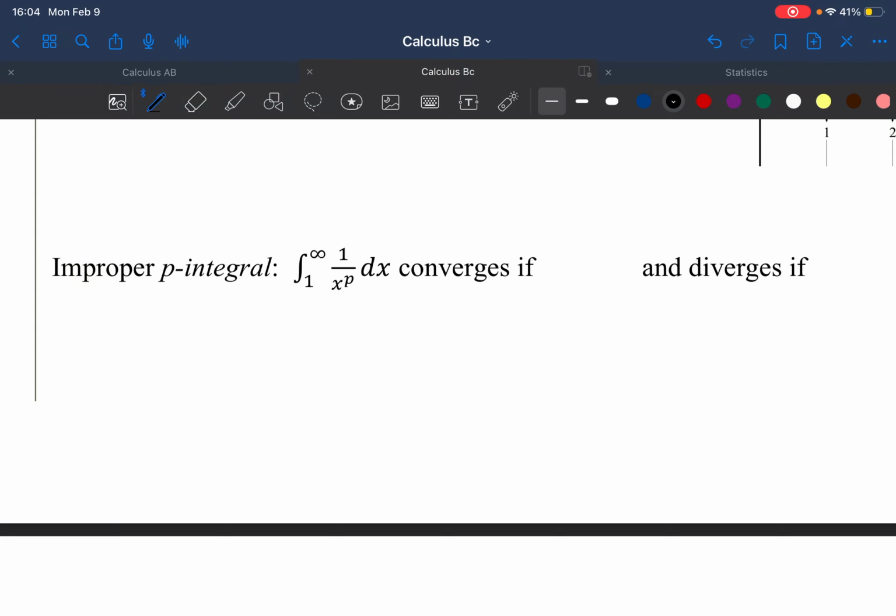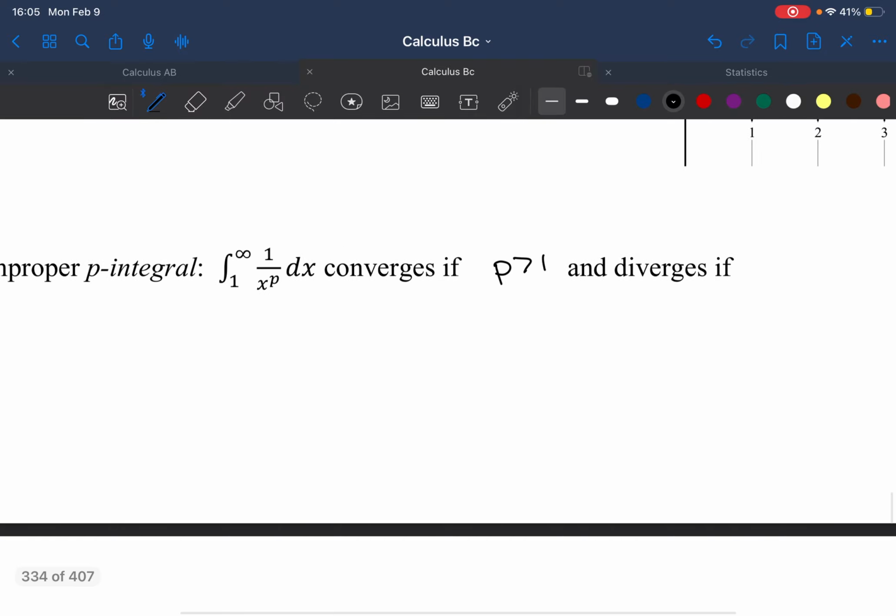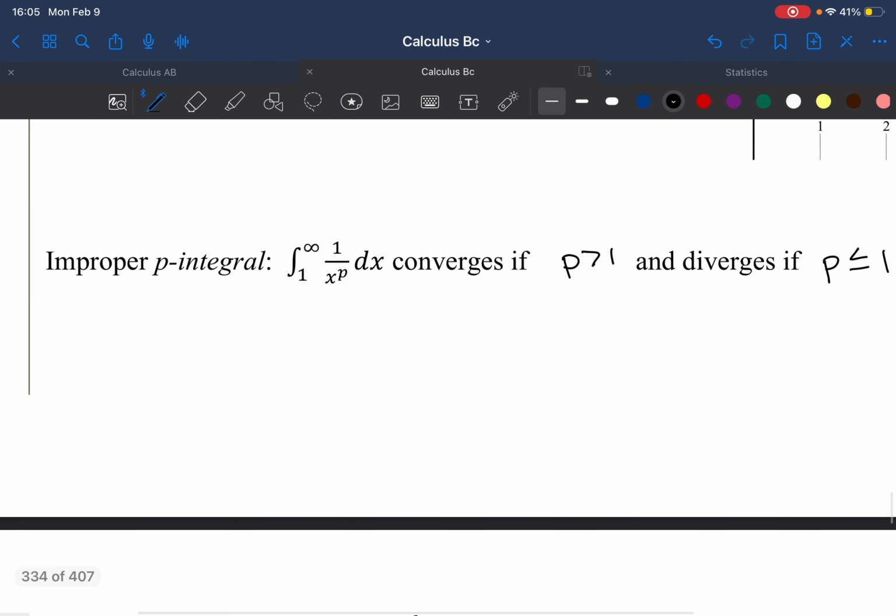Okay, if we're dealing with an improper p integral, so for example, the integral from 1 to infinity of 1 over x to the p, so p as an exponent, dx, converges if p is greater than 1 and diverges if p is less than or equal to 1. And if we look at the examples above, in the very first example, we had 1 over x to the fourth. Well, the p-value of 4 is greater than 1, so it converges. And then on number 2, we had 1 over x where the p-value was 1, and since 1 is less than or equal to 1, it diverged. So it kind of just proves what we just did on number 1 and number 2.